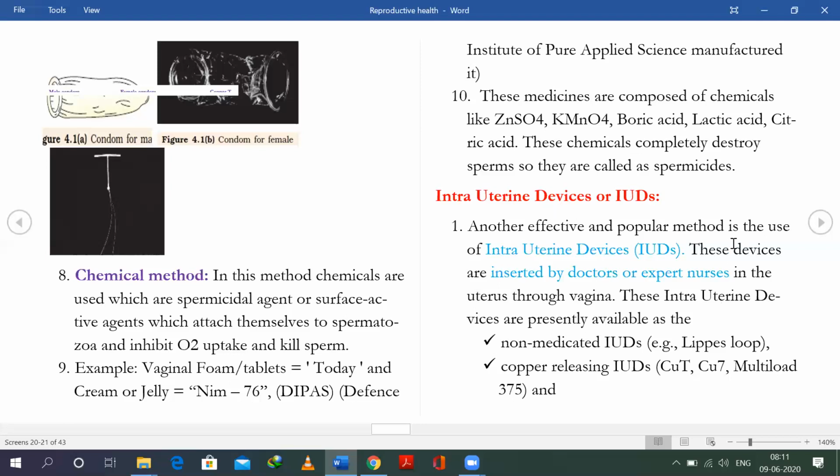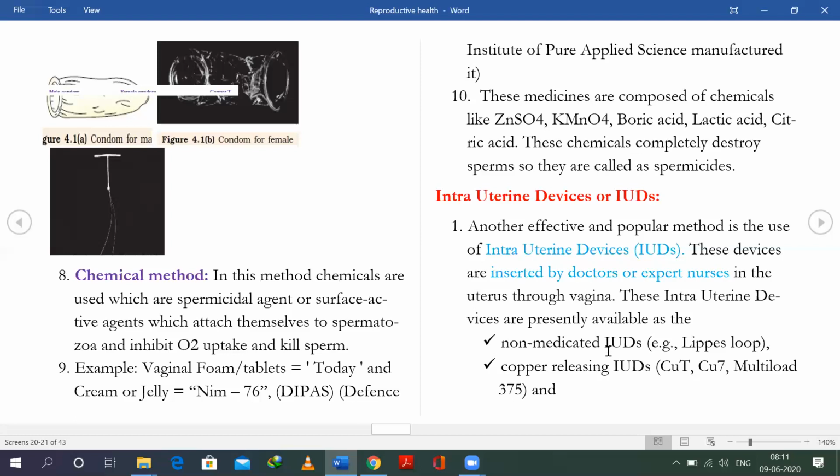It's a very popular method. Especially they are used by the females, so obviously they are inserted into the females. Males do not have any use for them because they are inserted into the uterus. It's a contraception that is available for the females, and it is not self-inserted. It is inserted by doctors and expert nurses through the vagina, into the uterus.